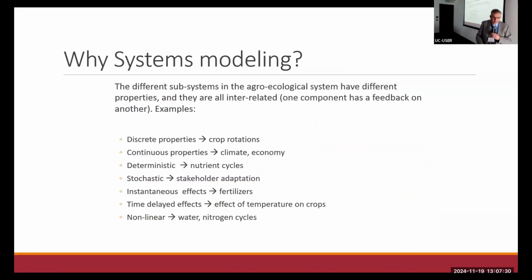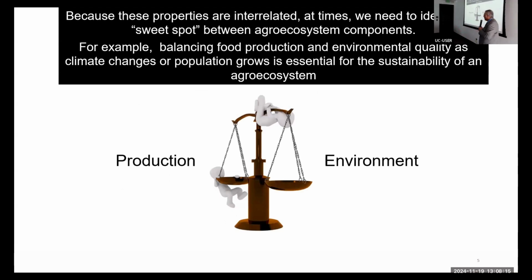Another challenge that I addressed is, and this is an example here, those bullets, that within an agroecosystem, you do have parameters or properties that are discrete. They occur in certain periods of the year. There are continuous properties, deterministic, stochastic, instantaneous effects, time-delayed effects, and linear and non-linear processes. So again, we need a framework that can help us address this.